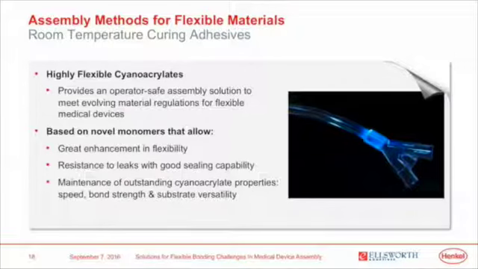With this new monomer, however, you still maintain all the outstanding cyanoacrylate properties that people choose these for, including speed of fixture, high bond strength, and substrate versatility. And the only substrate that we exclude from the bonding with cyanoacrylates is glass. Otherwise, pretty much all of the materials are viable.